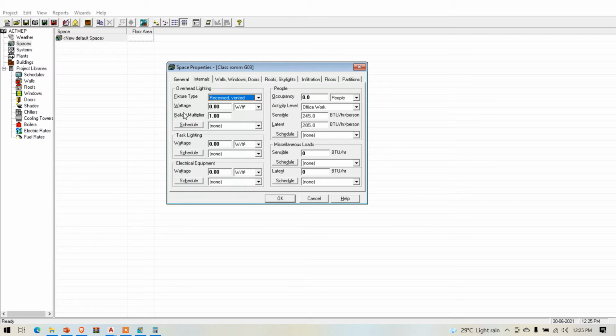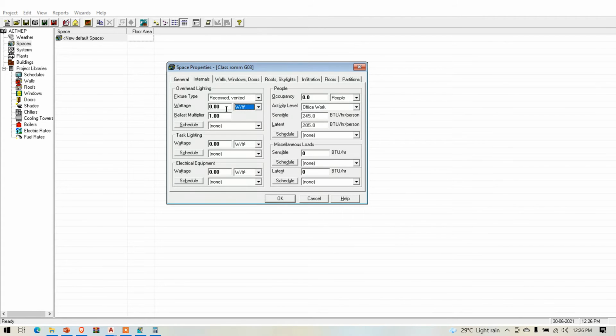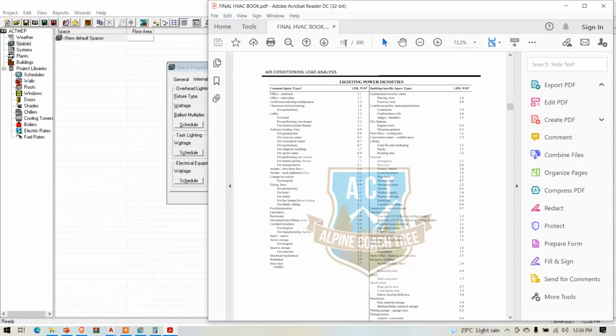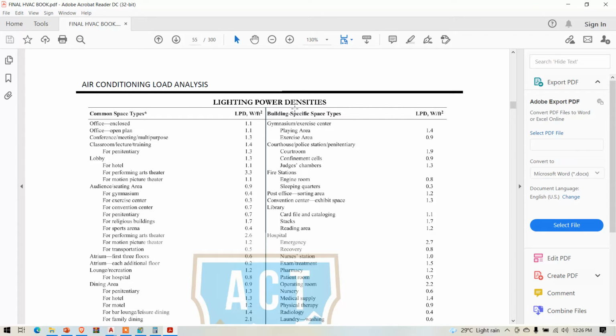And next, wattage. The watts means how many watts of lights we are using. If you know the watts, then you can select the watts. If you don't know the watts, then you can go with the watt per feet square. This we call LPD, light power density. That we are going to get from your HVAC material. So these are your LPD values, lighting power densities.